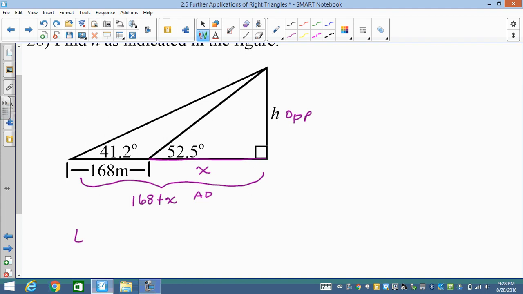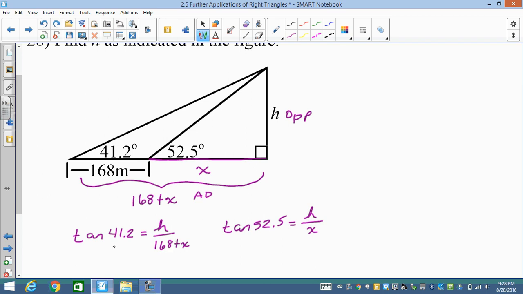So we have tangent of 41.2 equals opposite, which is h, over 168 plus x. On the other one, we have tangent of 52.5 equals the opposite side h over its adjacent side of just x. Now they both have h in them, and they both have x in them. We're looking for h. So we can solve them both to be h equals, or we can solve them to both be x equals, and solve for x and then solve for h.